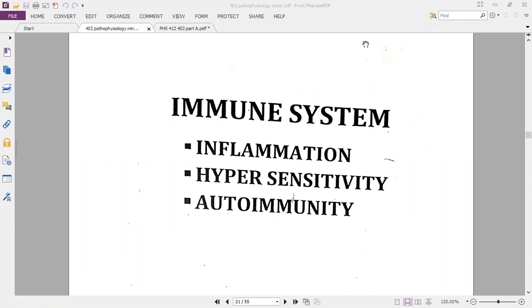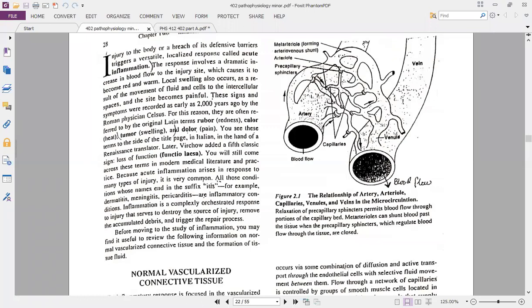We are discussing the topic of the immune system and the disorders associated with it. The three main things that we are discussing here are inflammation, hypersensitivity, and autoimmunity. Our emphasis will be on inflammation and hypersensitivity mainly. So, what is inflammation? Inflammation basically occurs as a natural mechanism.